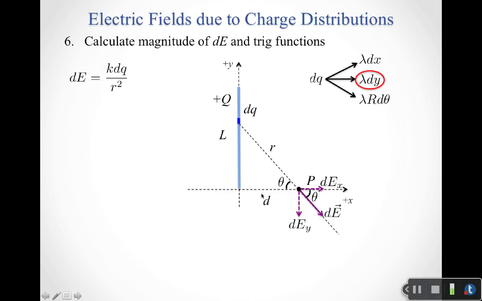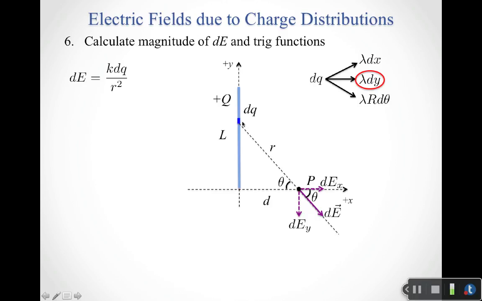So you notice this is different from the example that we worked in class, but that's because we've taken our rod, and instead of the rod lying along the x-axis, now the rod lies along the y-axis. So that's why we've switched what we're plugging in for dq.